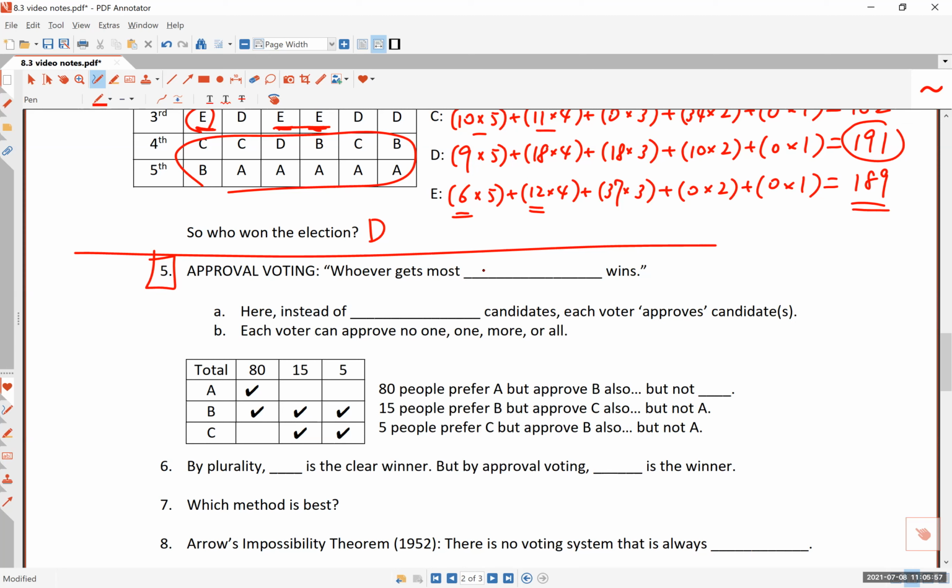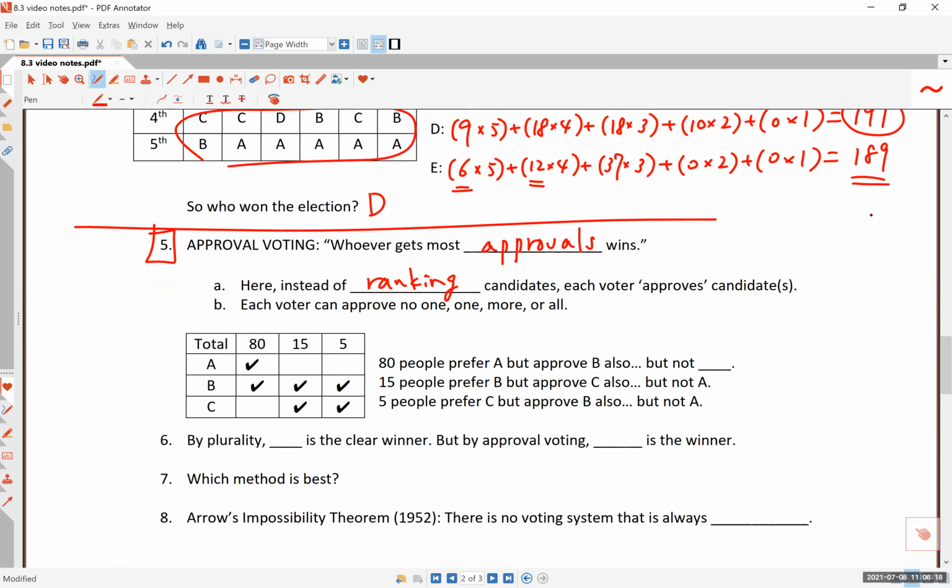All right, in approval voting, we are not going to ask people to rank their candidates, but instead we ask for approvals. We ask them to do a check mark. Whoever gets the most approvals wins in this election method. So here, instead of ranking candidates, each voter is to approve the candidates of their choice. And so a person can approve 0, 1, 2, or all of the candidates.